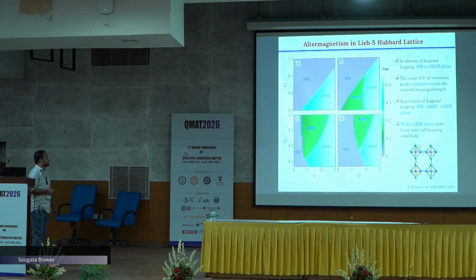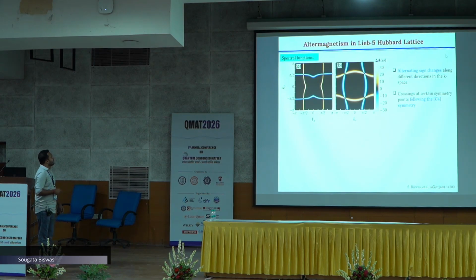Here is the density plot of the diagonal hopping as a function of u. It is observed that this is for the lower intercell hopping value and this is for the higher intercell hopping value. So if we want to get a stable metallic phase over a broad region of u, we have to choose a lower intercell hopping strength.